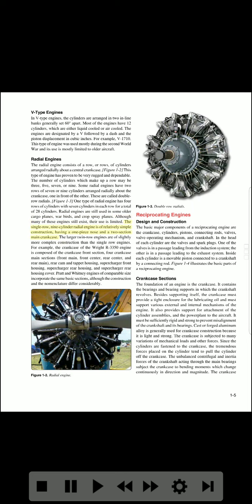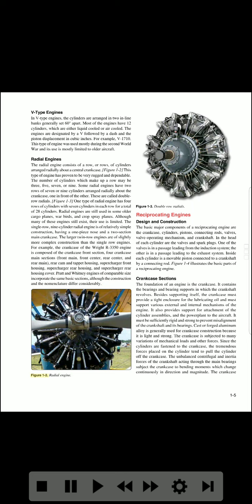The single-row, 9-cylinder radial engine is of relatively simple construction, having a 1-piece nose and a 2-section main crankcase. The larger twin-row engines are of slightly more complex construction than the single-row engines. For example, the crankcase of the Wright R3350 engine is composed of the crankcase front section, 4 crankcase main sections, front main, front center, and rear main, rear cam and tappet housing, supercharger front housing, supercharger rear housing, and supercharger rear housing cover. Pratt & Whitney engines of comparable size incorporate the same basic sections, although the construction and the nomenclature differ considerably.